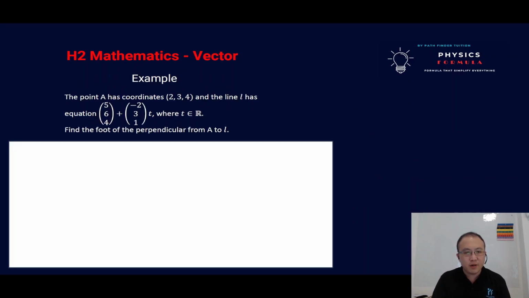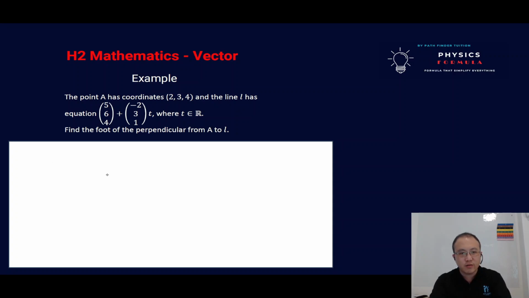Let's look at an example of how to find the foot of perpendicular. Imagine point A has a coordinate of 2, 3, 4, and the line L has an equation of (5, 6, 4) plus t times (-2, 3, 1), where t is a real number. Find the foot of perpendicular from A to L. So now let's try to do this.